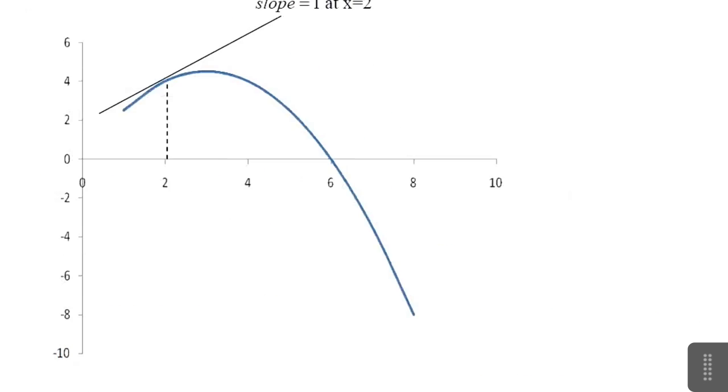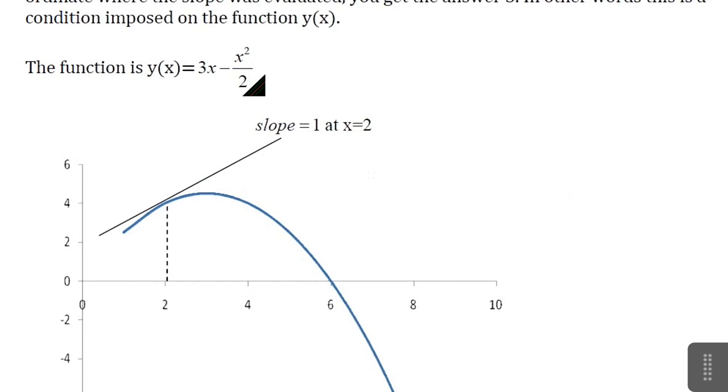All you have to do is put x equals to 2 here and you get the value of the function is 4. Yeah, that you can see is that at 2 the value of the function, I mean y, is 4. Okay, so it is 4.